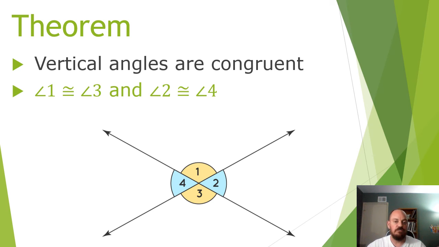So in this picture, angle 1 and angle 3 are vertical angles. That means they're congruent. If I told you angle 1 is 100 degrees, so is angle 3. Same with 2 and 4. Angle 2 and 4 are congruent. Maybe I told you angle 2 was 37 degrees. Then so is angle 4. They're congruent. Their measures are equal.